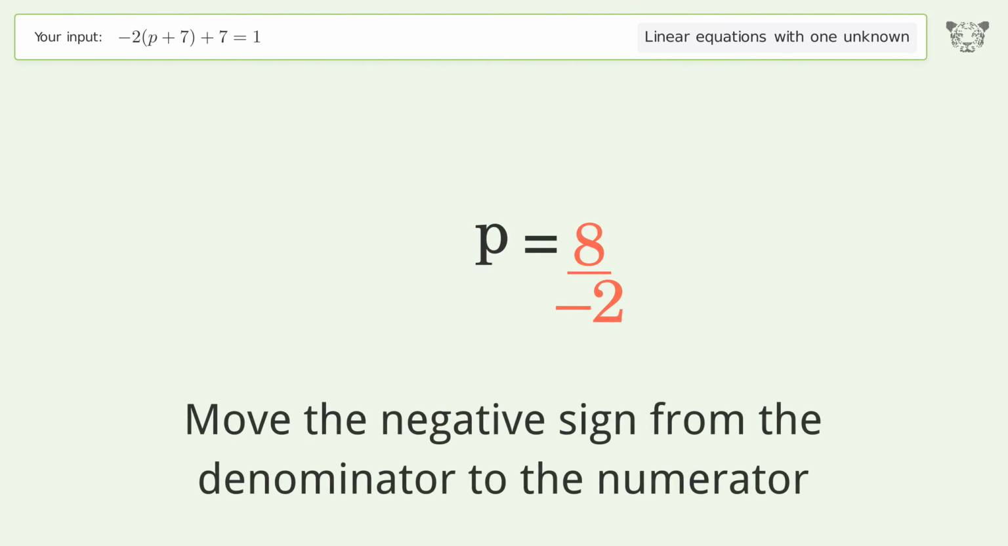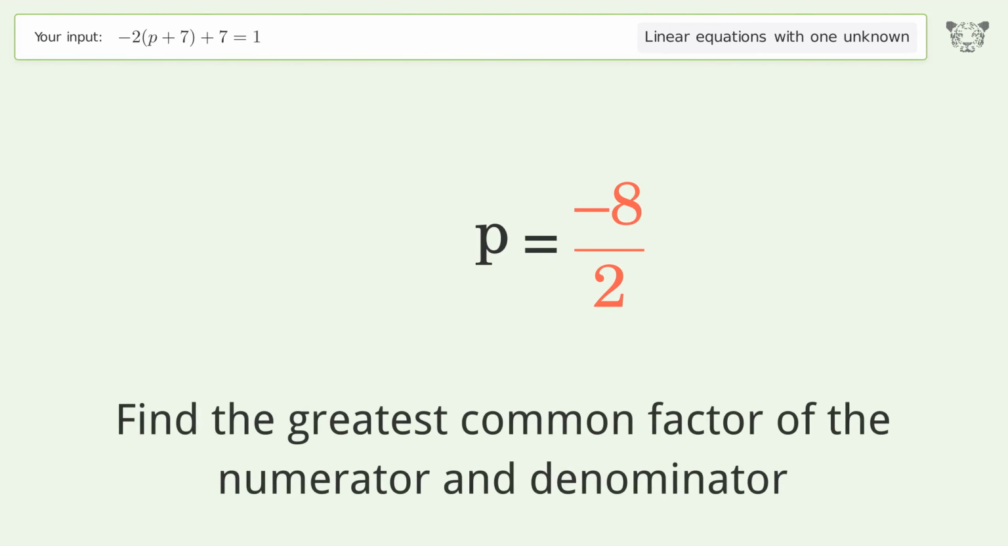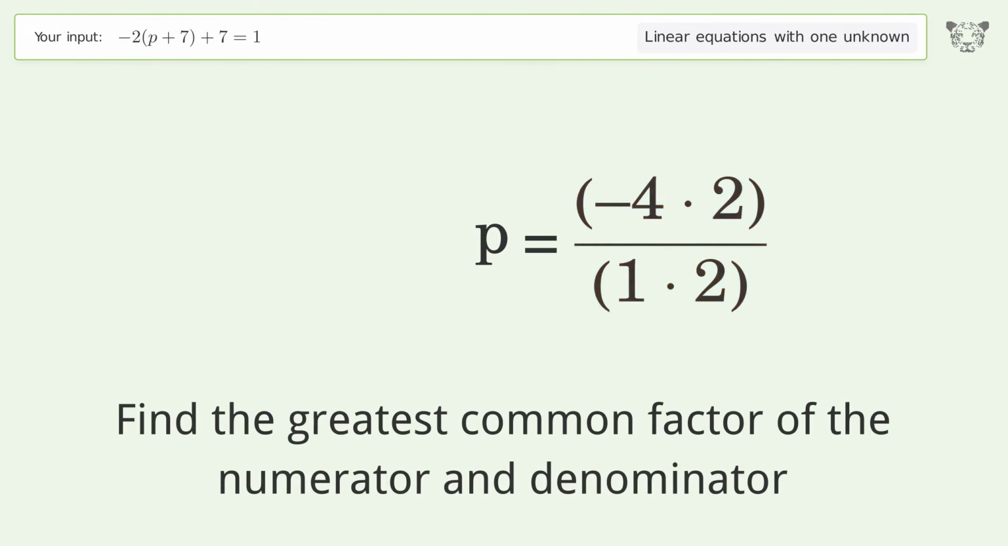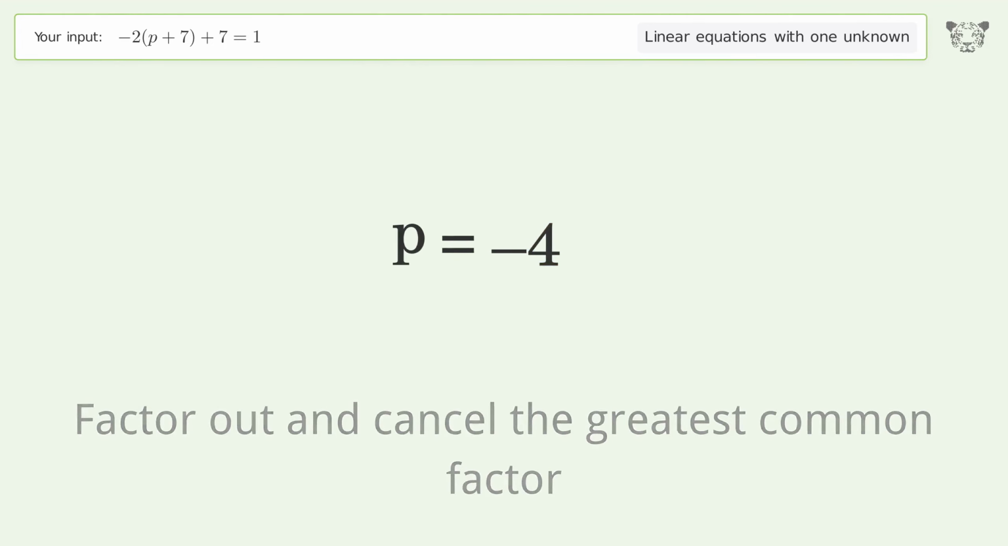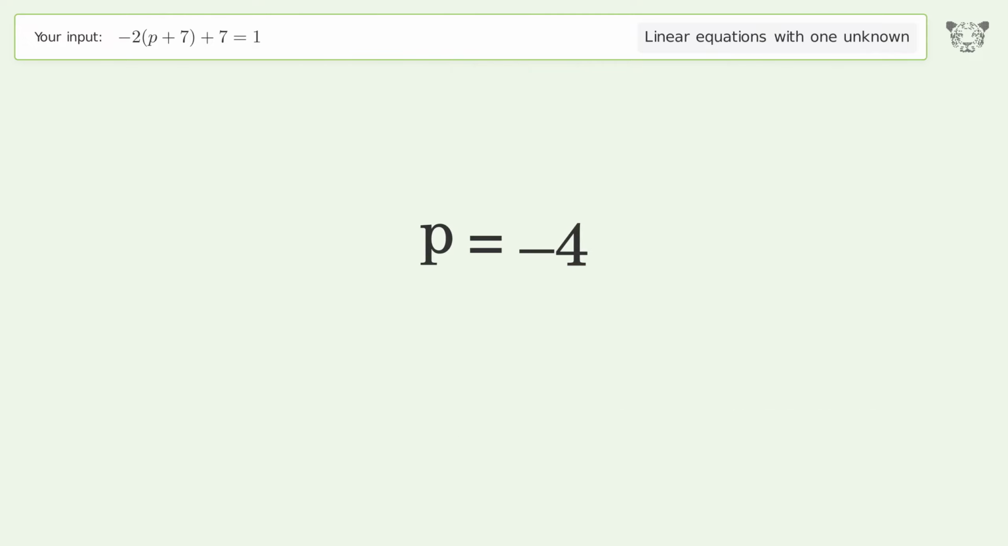Move the negative sign from the denominator to the numerator. Find the greatest common factor of the numerator and denominator. Factor out and cancel the greatest common factor. And so the final result is p equals -4.